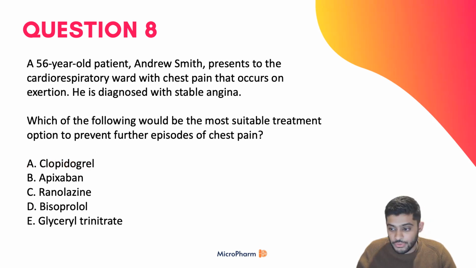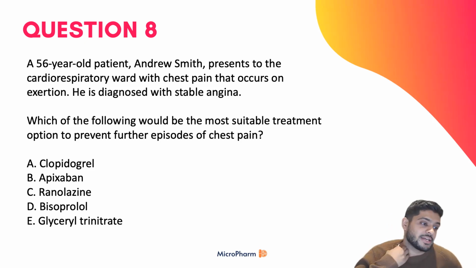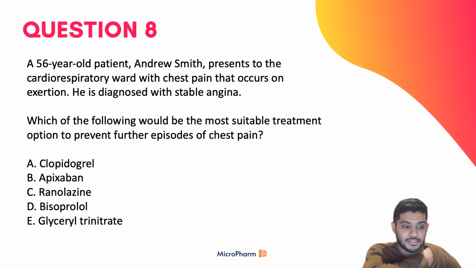Let's move on to the final question. So the final question is a 56-year-old patient, Andrew Smith, presents to the cardiorespiratory ward with chest pain that occurs on exertion. He is diagnosed with stable angina. Which would be the most suitable treatment option to prevent further episodes of chest pain? So remember, this is prophylaxis of him having another attack of his angina.